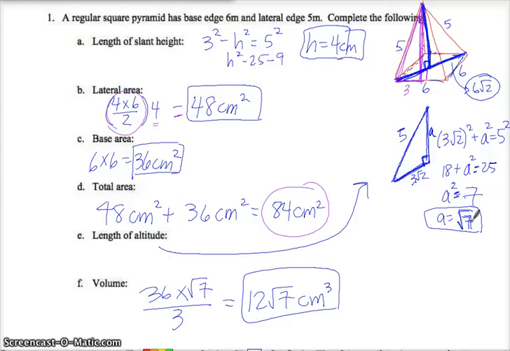So to find the volume, we do the area of the base times the altitude times the height divided by 3. So 3 goes into 36 12 times. So this is my final answer. You don't need to do anything with it, just leave it in radical form.